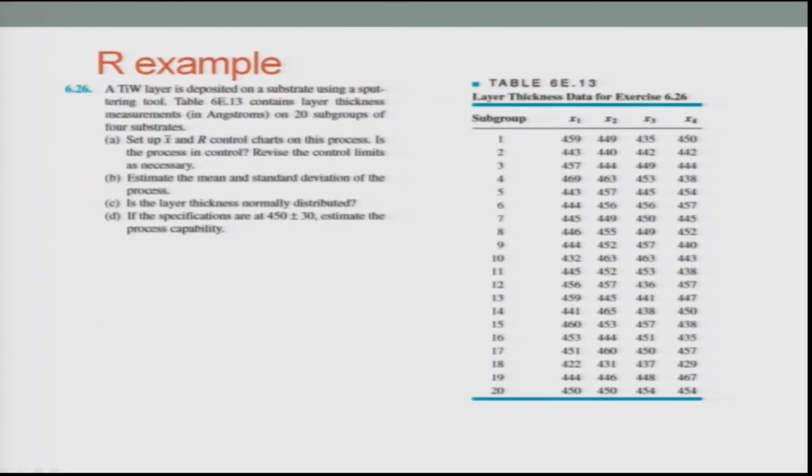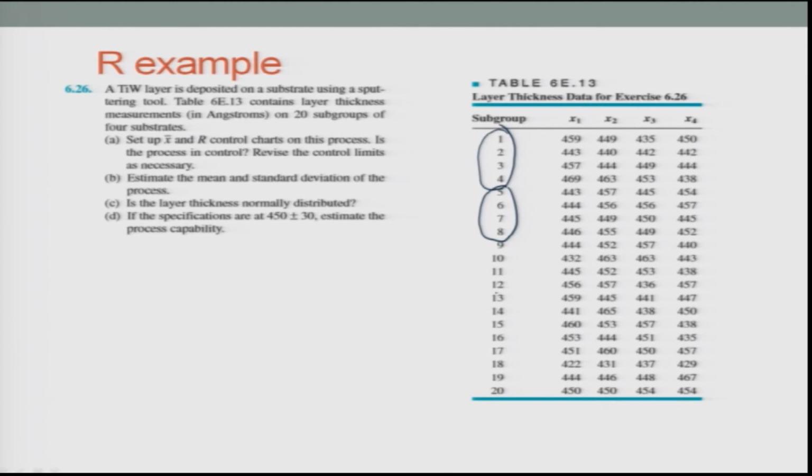So, let us consider an example. A tungsten wafer layer is deposited on the substrate using a sputtering machine, and the data related to that is given in table 6E13, which consists of layer thickness measurements in angstroms for 20 subgroups of 4 substrates. So the first subgroup is 1 to 4, the second one is 5 to 8, and so on and so forth.